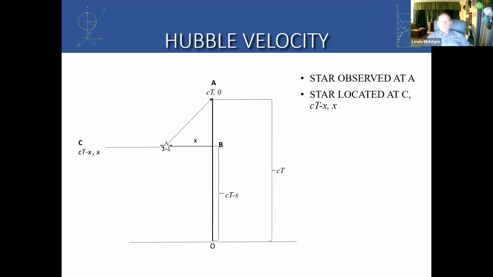But we can't observe any star until that star's light has reached us from that body. We observe the star at time A equal to cT, the age of the universe as measured on Earth, and determine the location of the star to be at time B, which is cT minus x, at a distance x at c.